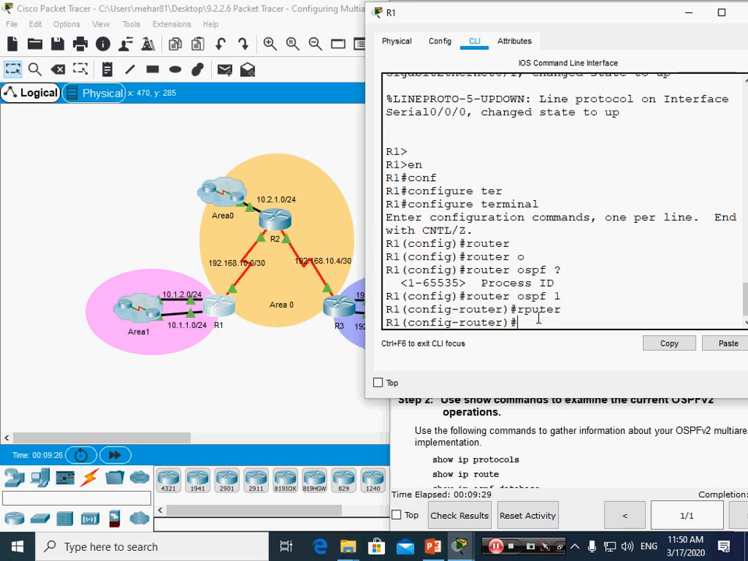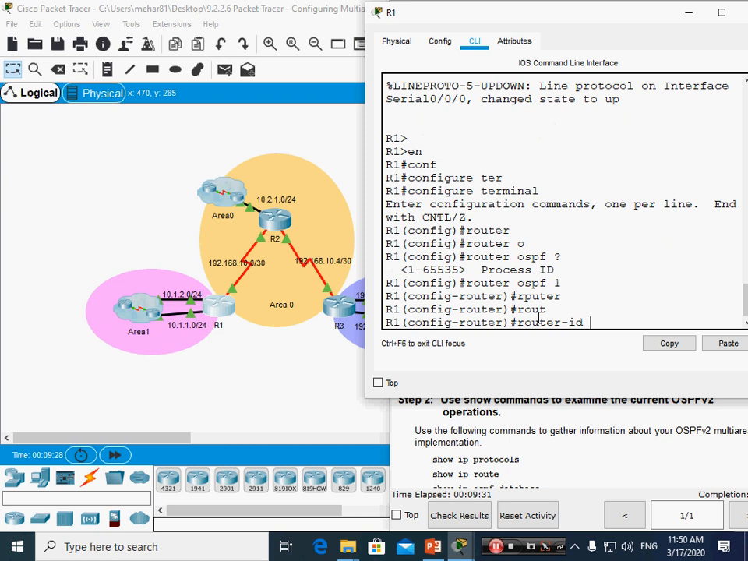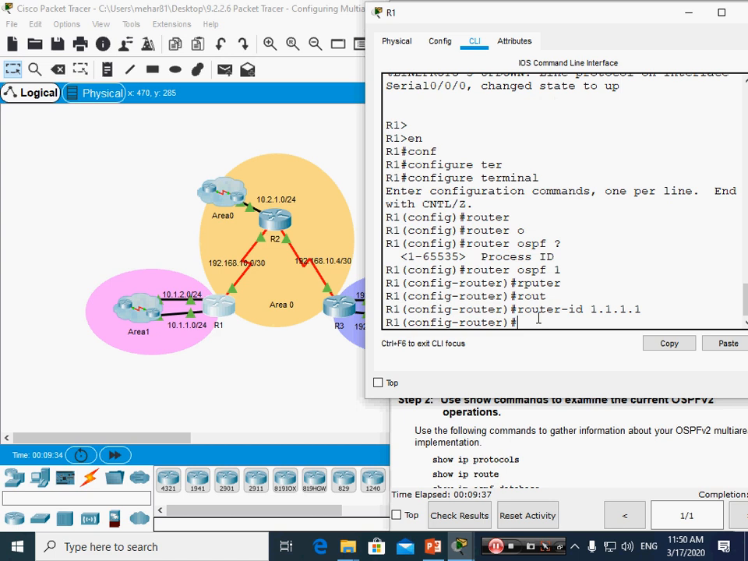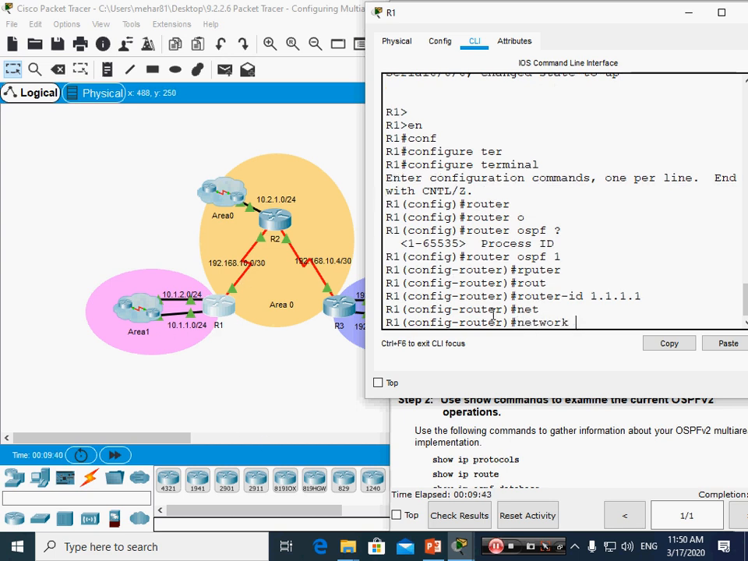So what is the router ID? 1.1.1.1. Okay, so this is the router ID we configured. After that we need to configure 3 networks. With the help of the network command, these two networks are in area 1, and this network, if you see my mouse pointer, is in area 0. So first we can configure area 0, then we can configure area 1.